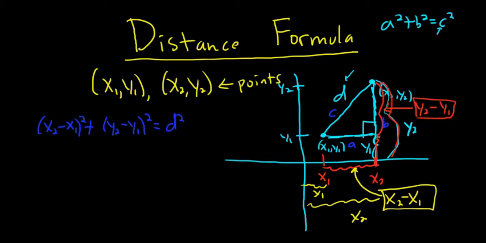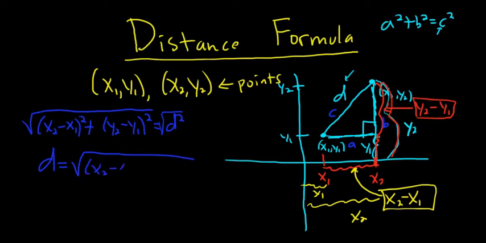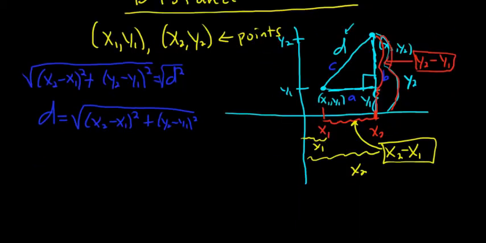And then we just solve for d. So to solve for d, you take the square root of both sides. And now when you take the square root and you have a variable squared, you do get a plus or minus, except d is a distance, so the answer has to be a plus. So d will be equal to the square root of x2 minus x1 squared plus y2 minus y1 squared. All right, that's the distance formula, and that's how you come up with it.